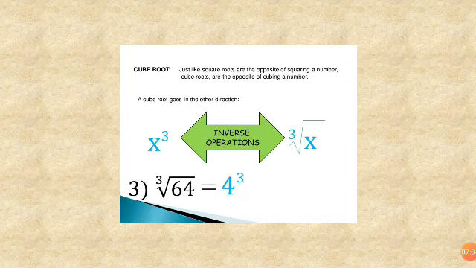Cube root. Just like a square root is the opposite of a squaring number, cube roots are the opposite of a cubing number. The cube root goes in the other direction from x cubed. That is an inverse operation. So x cubed and the cube root of x are inverse operations.